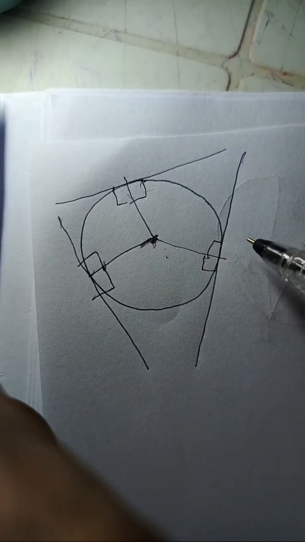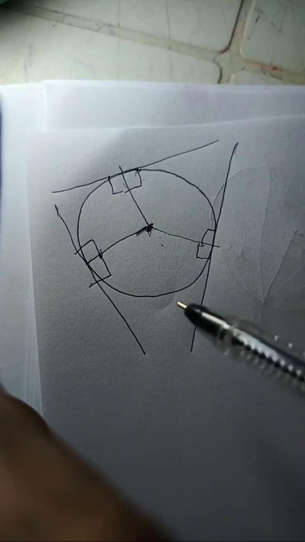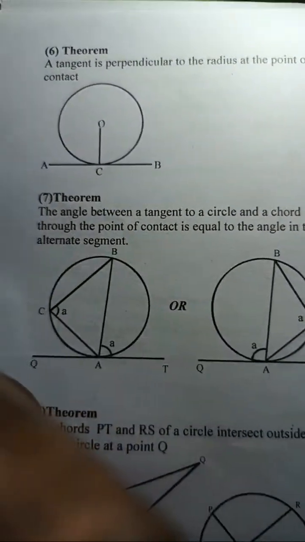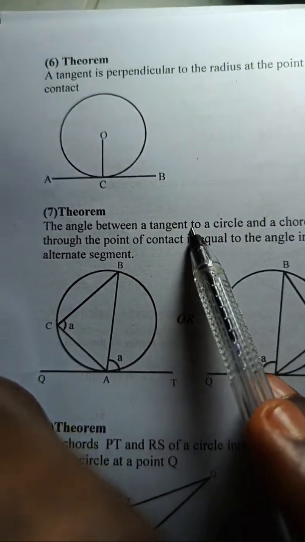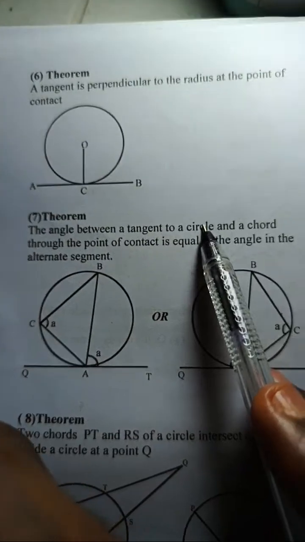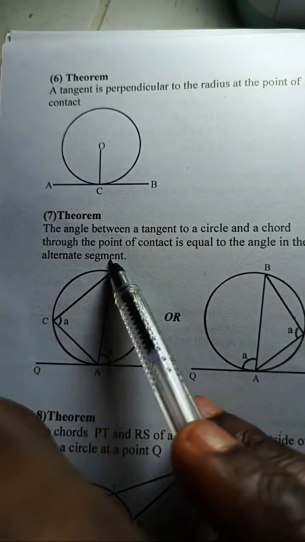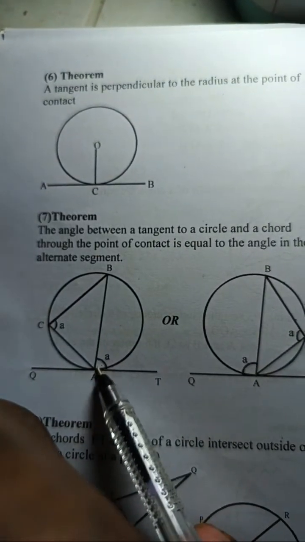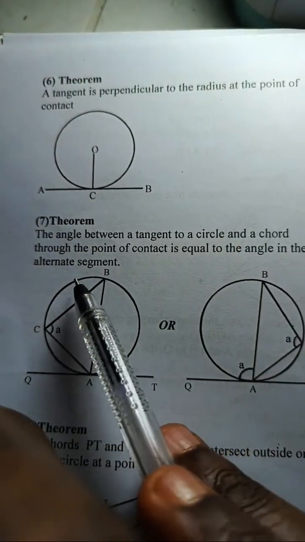So that's another theorem, which is theorem 6. Mind you, all these theorems will be used whenever we are doing our calculations. Now, theorem 7. The angle between a tangent to a circle and a chord, this is a tangent to a circle and this is a chord, through the point of contact, is equal to the angle in the alternate segment.